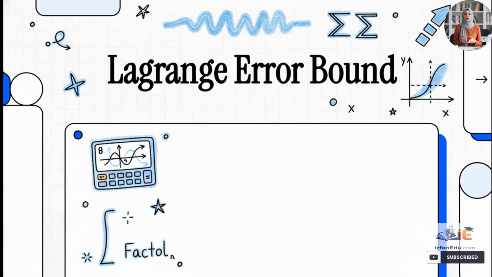Let's be honest, if the words Lagrange error bound make you a little nervous for the AP Calculus BC exam, you are definitely in the right place. By the end of this, you'll see it's not just some scary formula. It's actually your secret weapon for acing those Taylor polynomial questions.